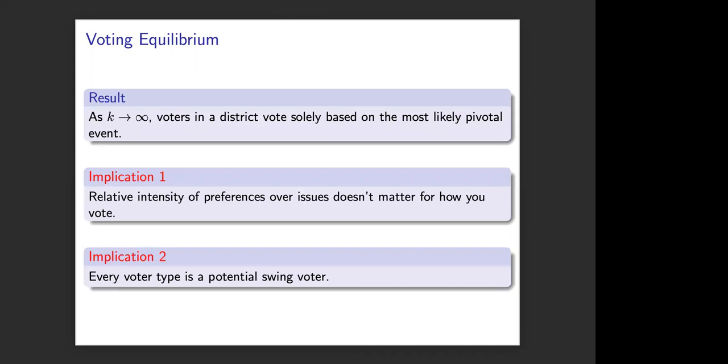But this is, I think, at least interesting in itself, because what does it mean? It says your relative intensity of preferences over issues does not matter at all for how you vote. So I might care 99% about the economic dimension, or about whatever the left-right dimension, but if the other dimension is the one that's more likely to be pivotal, that's how I should vote. And the second implication of this, which I'm going to show you in the next slide, is that every type of voter is a potential swing voter, which is not true at all in a single district.